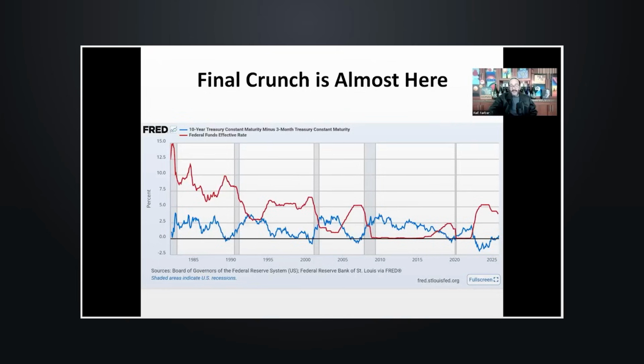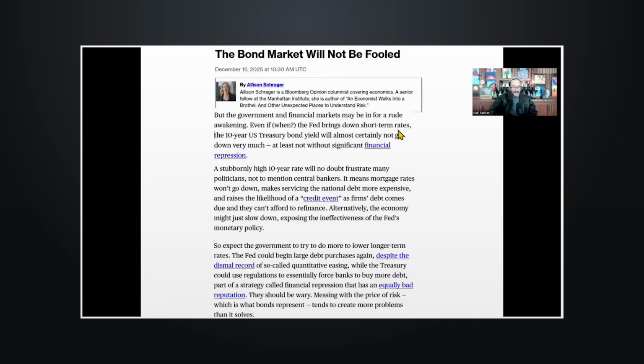And now, what is being called for in Bloomberg the other day, I think this was 2 or 3 days ago, December 15th, 3 days ago. I'm recording this on December 18th. This is an article by Allison Schrager. Let's read her bio. Allison Schrager is a Bloomberg opinion columnist covering economics, a senior fellow at the Manhattan Institute. She is author of An Economist Walks into a Brothel.